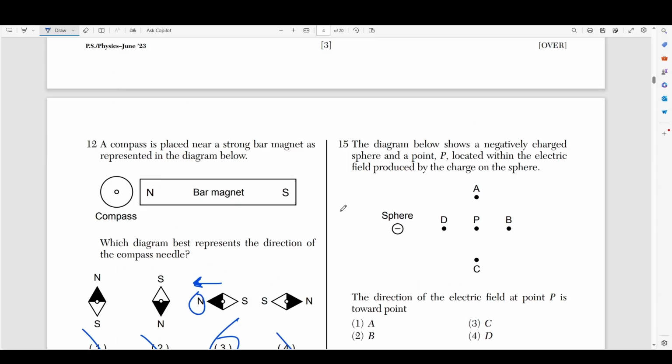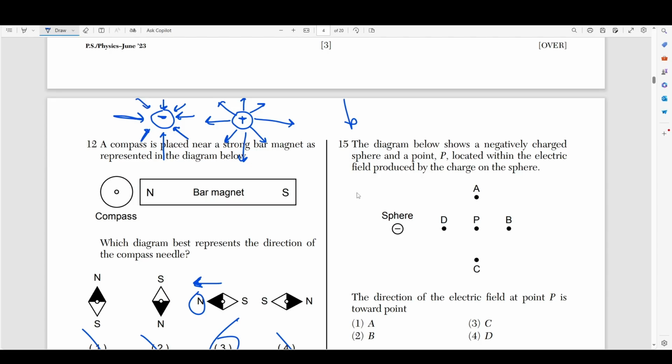All right, so moving on to number 15, it says a diagram below shows a negatively charged sphere and point P located within the electric field produced by the charge on the sphere. So now here on 12, we were dealing with magnetic fields. Now over here, we're dealing with electric fields. And with electric fields, you need to remember 2 things. When you have a particle with a positive charge, the electric field points outwards from the charged particle. But when you have a negatively charged particle, the electric field goes towards the negatively charged particle. And that's the biggest difference.